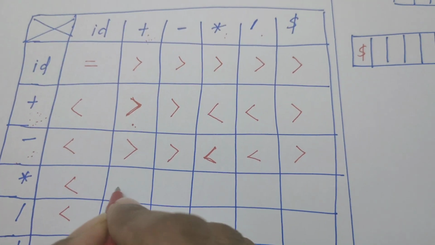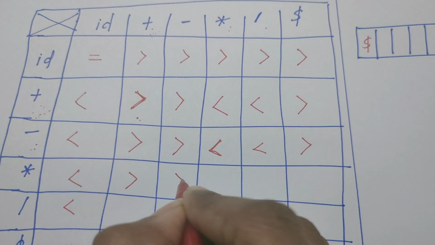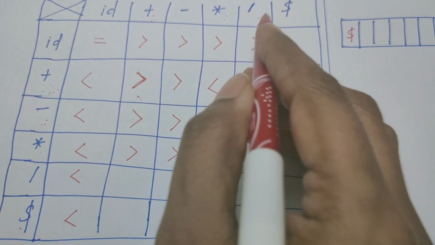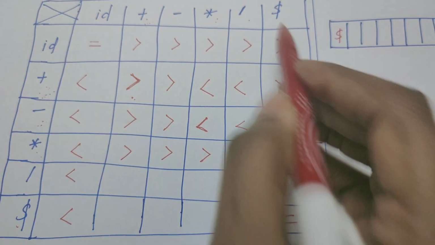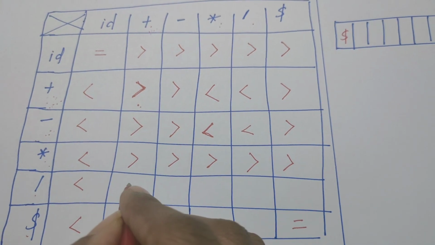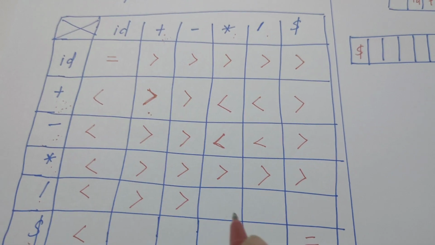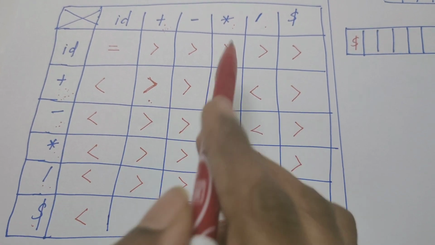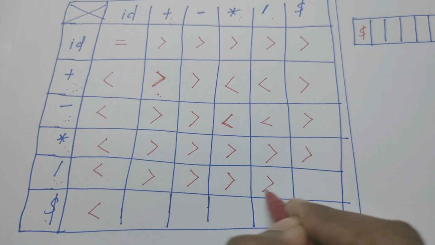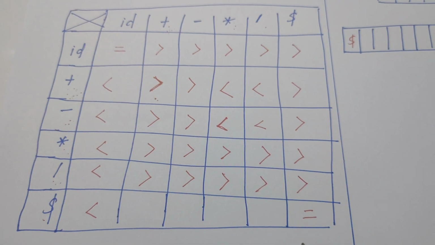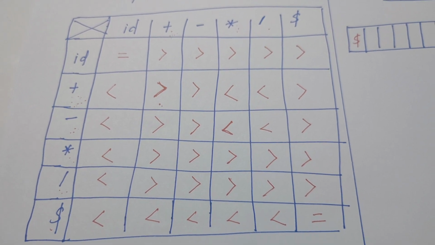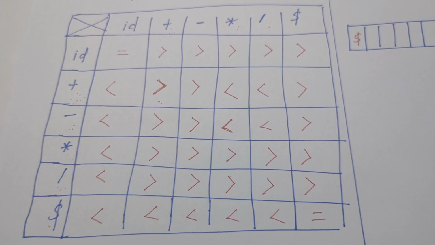Then star and plus, star is having greater precedence than plus, greater precedence than minus. Star and star, we have to ensure left associativity. Even for star and slash also left associativity. Star and dollar, star is having greater precedence than dollar. Slash and plus, slash is having greater precedence. Slash is having greater precedence than minus. When we compare slash and star, you have to ensure left associativity. Slash and slash also left associativity. Slash is having greater precedence than dollar. Now dollar is having lesser precedence compared with all the operators. Now we filled the operator precedence table, right?